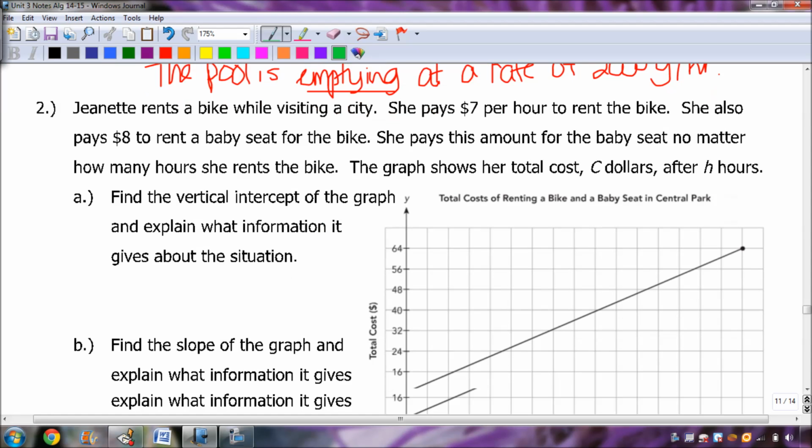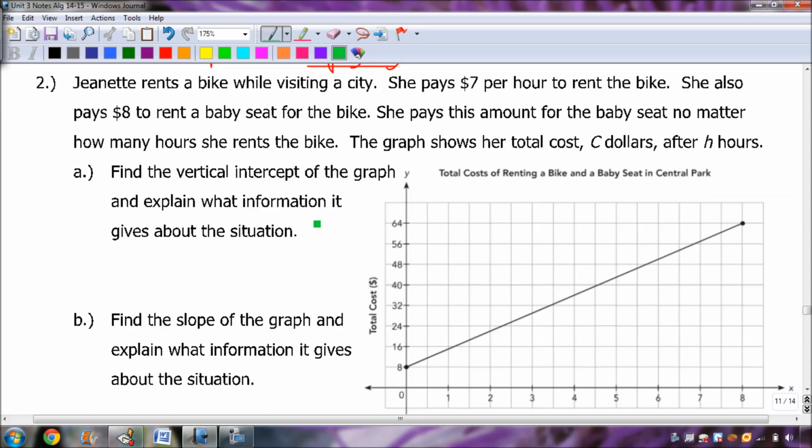Find the vertical intercept of the graph and explain what information it gives about the situation. Well, hopefully you can recognize that the vertical intercept here is $8, and what it represents is the initial amount, which is the amount that she needs to rent the baby seat, okay? So she initially spends $8 to rent a baby seat.